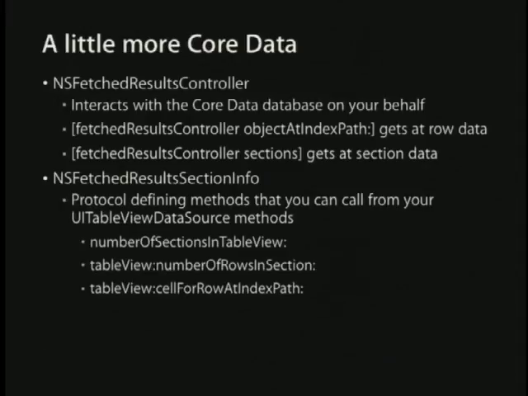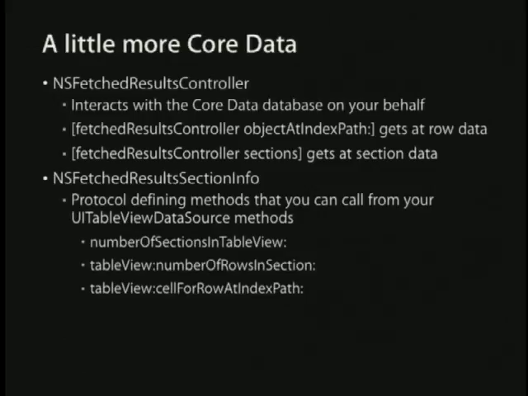And for cell for row at index path, you can basically use that index path and pass it to object at index path on the fetched results controller to get the object from the Core Data database that should be displayed in this particular row. So it's pretty natural. I mean, it was designed specifically for use with UITableView. So if you just take a look at the header, it's pretty obvious, and there's comments that point you towards it as well, and also good documentation.